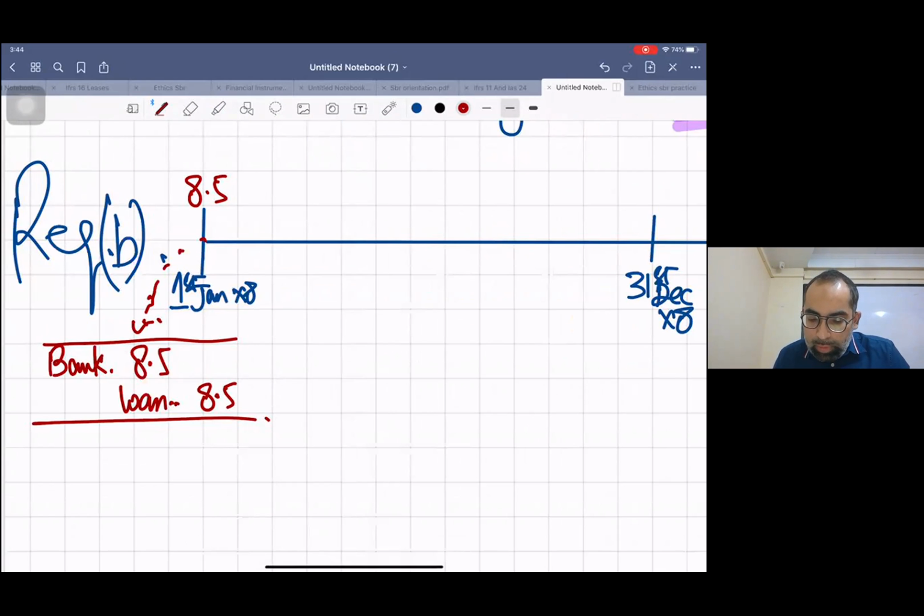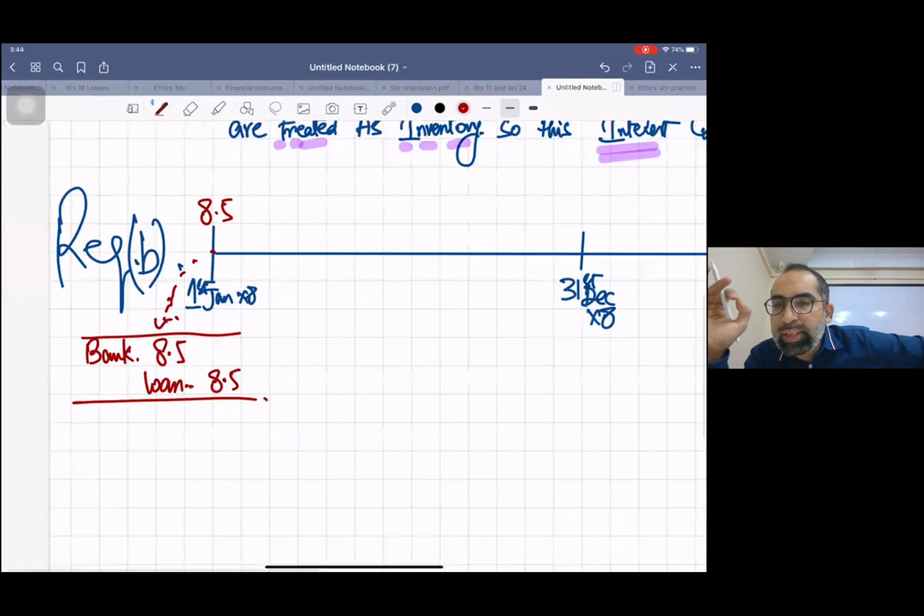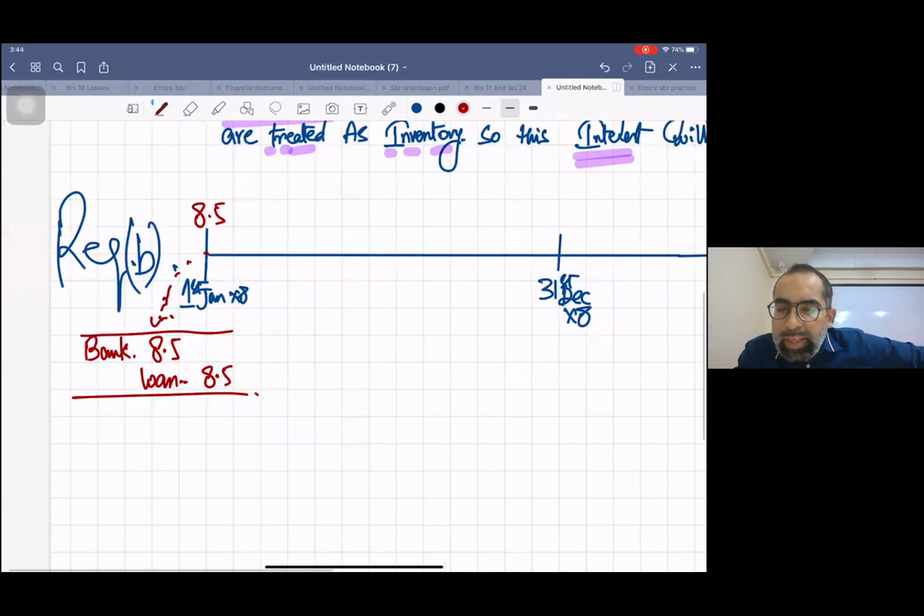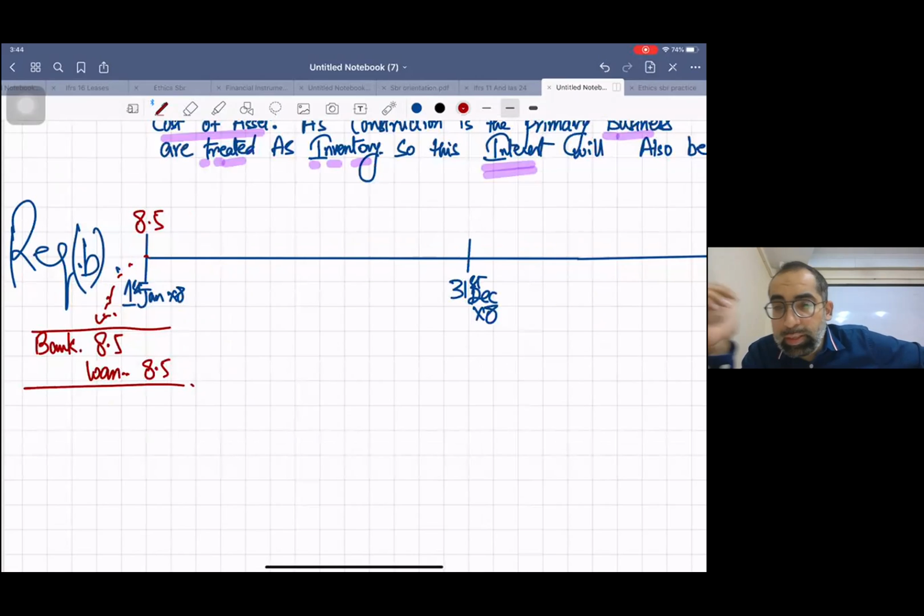Now, over the 2 years, we will be accruing the interest. But as we need to apply IAS 23, this interest will not go in the P&L. We won't be booking interest as an expense. We will treat interest as inventory. We'll capitalize it. So what was the rate of interest? I think it was 6%.